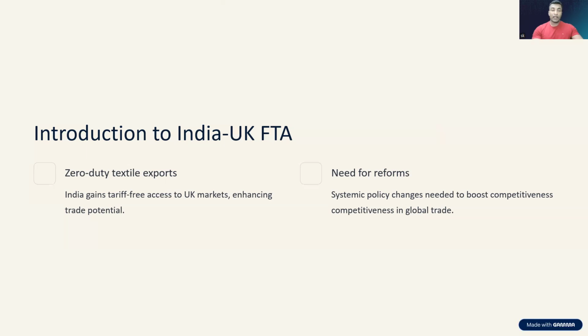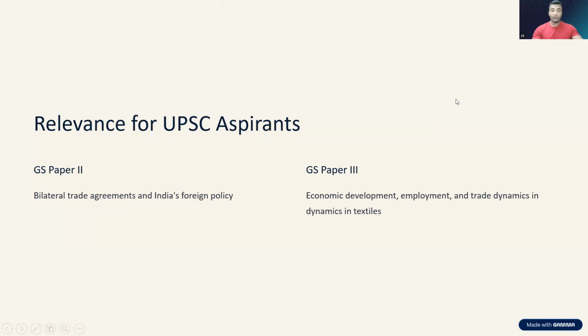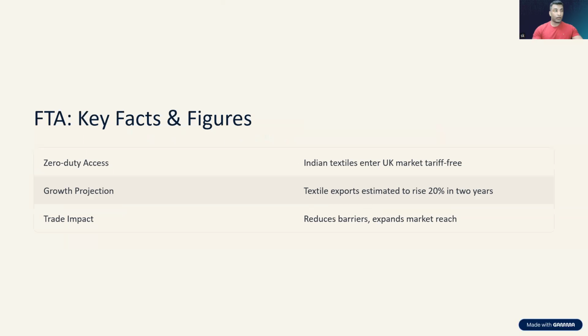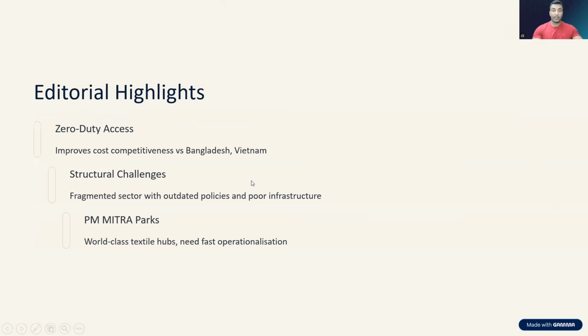Because of this, we are expecting that exports will increase by 20%. So, zero duty access, growth potential, the trade impact. Now see here, these are the key points: zero duty access, the structural challenges, and PM Mitra Parks.